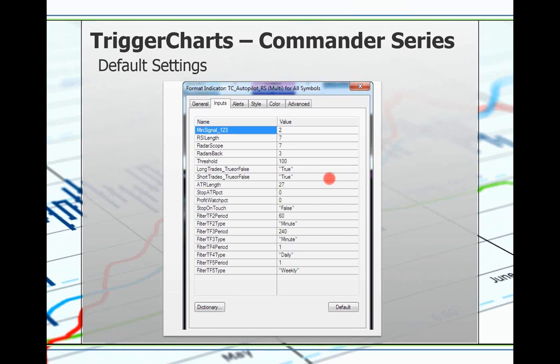So you have some of the same ones that you've seen before and that you used to, right? So you have the minimum signals and the length and the scope and things of that nature. These are all the same on the top. How much the percent for the stop ATR is, and if you're going to do a stop on touch or not. Now, this is where it gets different. It's very important to know.